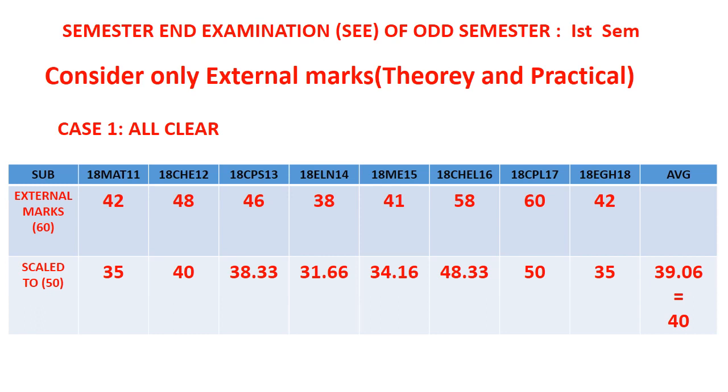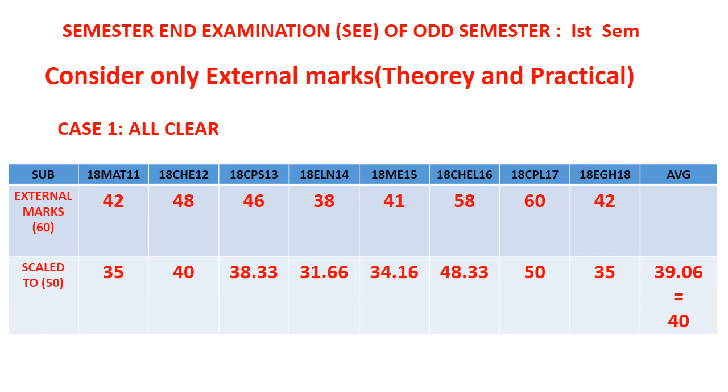Those marks he got out of 60 should be scaled to 50. So 42 becomes 35 when converted to 50. What is the formula? 42 into 50 divided by 60. Similarly, you should apply that formula for all the marks. So 48 becomes 40, 46 becomes 38.33, 38 becomes 31.66, 41 becomes 34.16, 58 becomes 48.33, 60 becomes 50, 42 becomes 35.